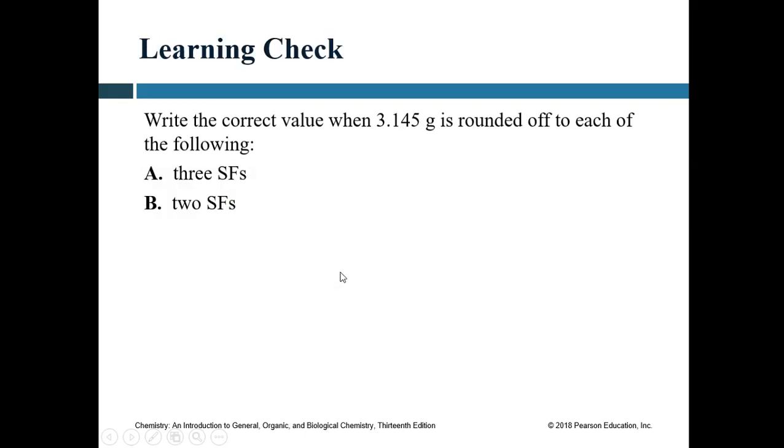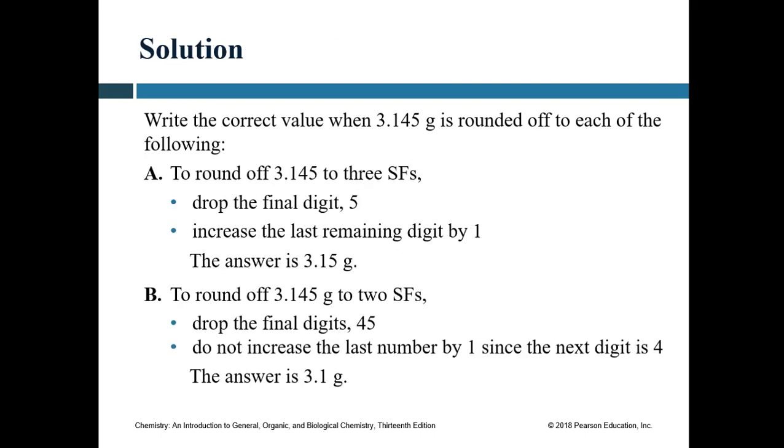Write the correct value of 3.145 grams when it's rounded off to 3 significant digits and 2 significant digits. So with 3 significant digits, 1, 2, 3, that means we now look here. Yes, it's 5, which we're going to round up. So we're going to go 3.15 because we round up. If it had been 2 significant figures, we look at 3.1. We look at the next one following it, 4. So no, we don't need to round up. So it's just going to be 3.1. You'll notice that is explained here in this solution.